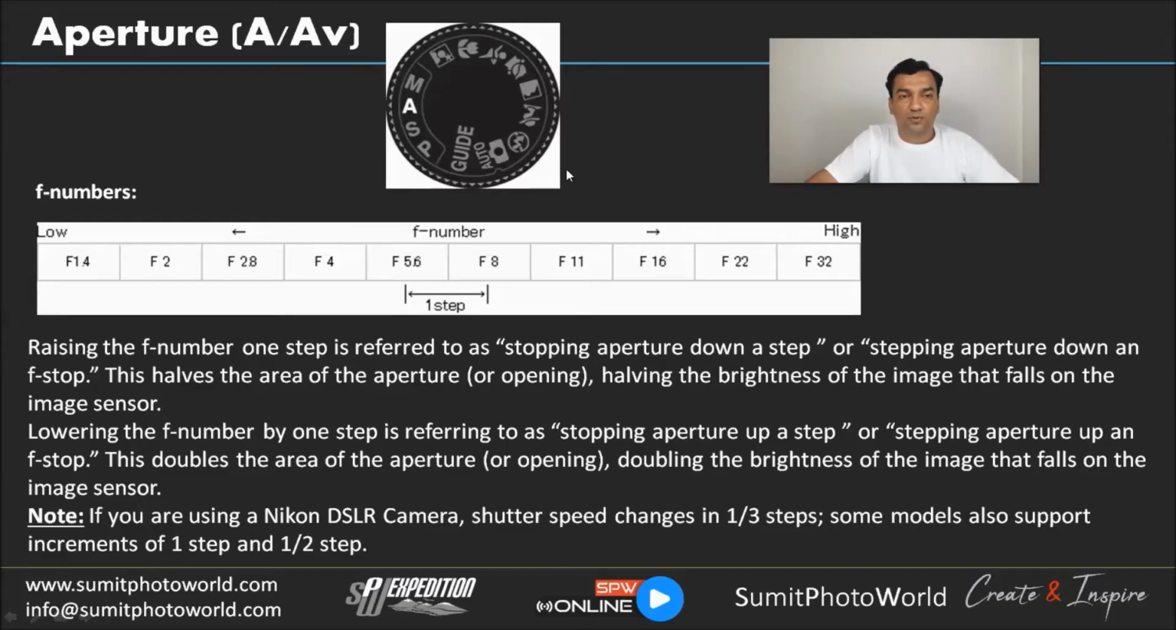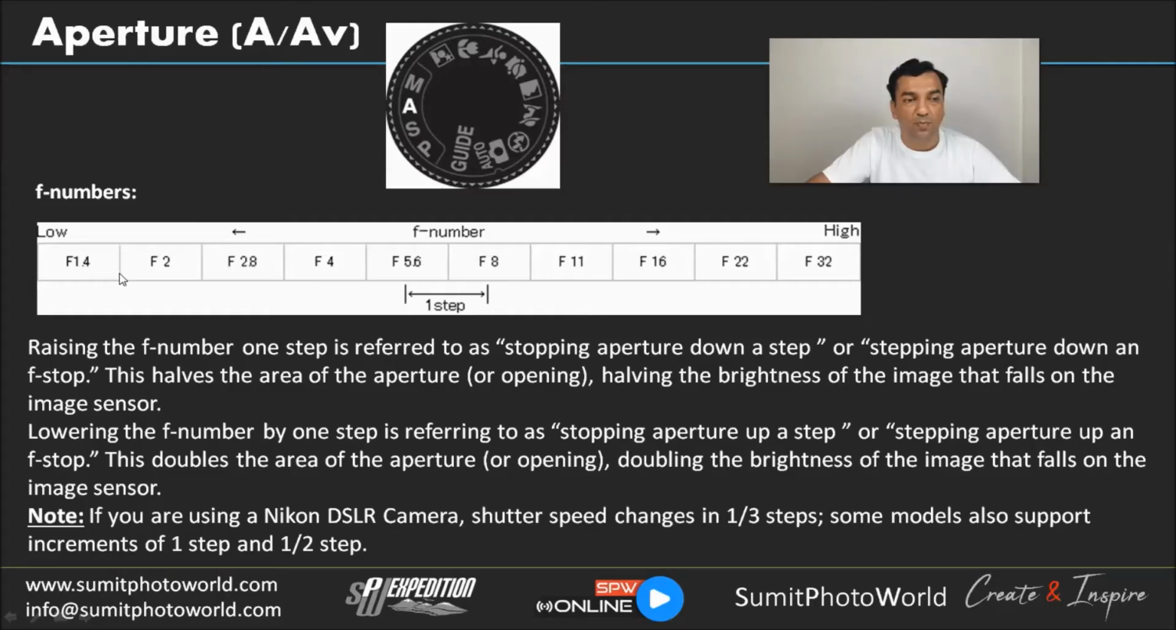So the dial button is from Nikon, and we have a mark in the dial button which notifies this is the aperture priority mode, and in Canon it will be AV. So again, we have the reference table of how the F number changes.